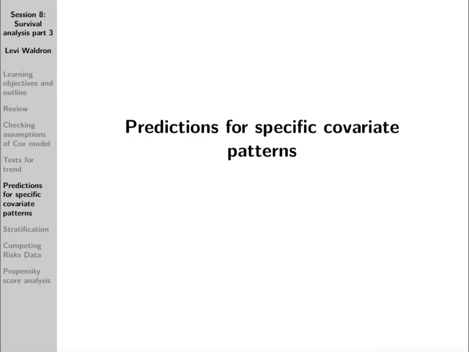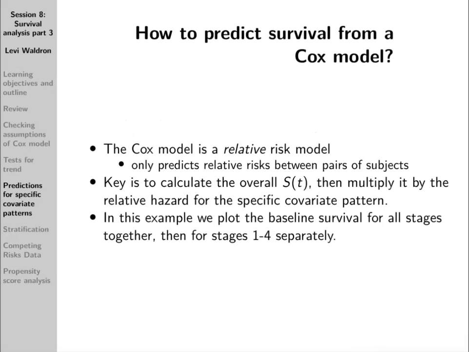All right, our next topic is predictions for specific covariate patterns. So this is when we're talking about predicting the risk for a particular group of patients. The Cox model is a relative risk model, meaning that it only predicts the relative risk between pairs of patients. It does not actually predict the absolute risk or the absolute survival time or expected survival time for a patient.